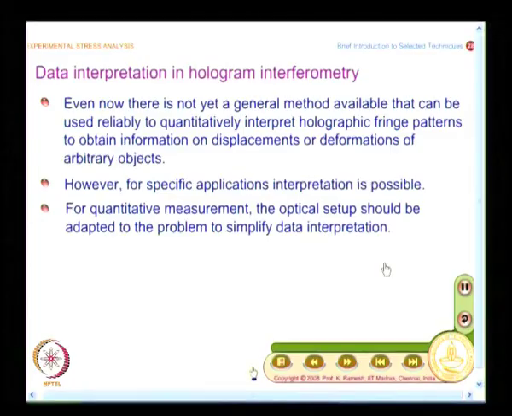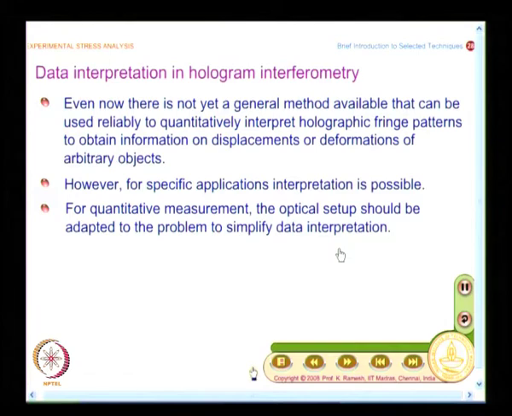But I will also say, when I have 3-dimensional information, it is very rich, and we will also see a separate lecture on how to extract as much information as possible by looking at fringe patterns alone. We will have a lecture on that. But once you come to any one of these experimental methods, the optical setup should be adapted to the problem to simplify data interpretation. A generic approach is still elusive and difficult, specific applications are possible, and you adapt the optical arrangement to simplify data interpretation.